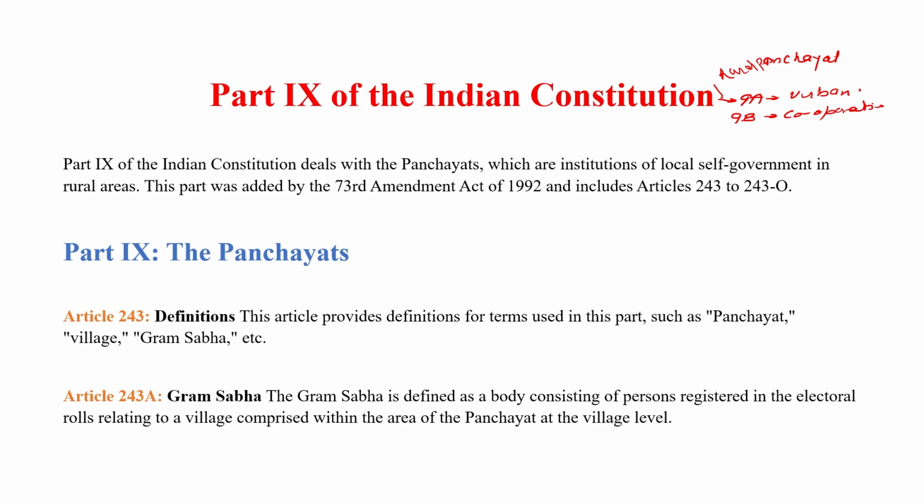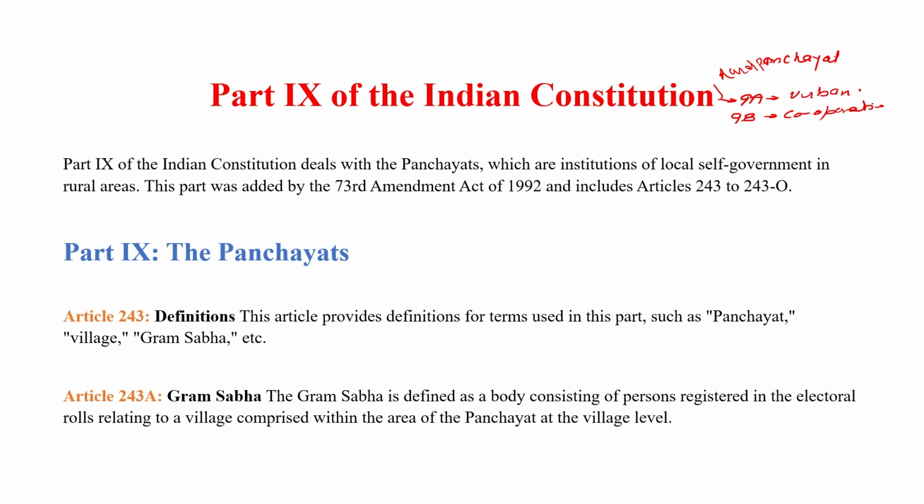In part 9, we will discuss the rural panchayat, meaning gram panchayat, gram sabha, district council and Jilla Panchayat. And in 9th A, we will discuss the municipalities, the urban panchayat, the Nagar Nigam. And in 9th B, we will discuss the major cooperative societies in India. First, let's quickly differentiate between rural and urban panchayat.